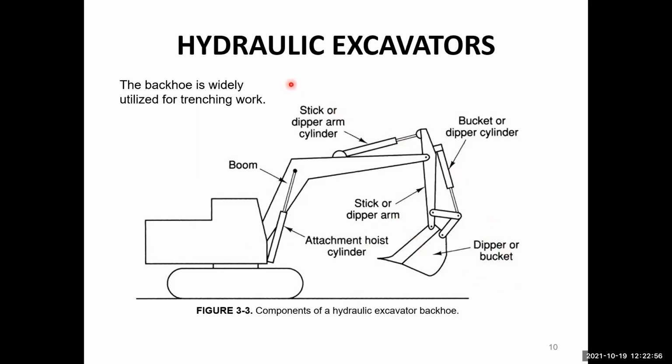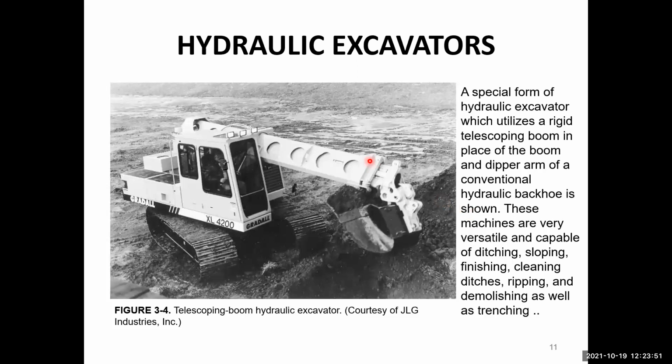So this was the simple explanation of the hydraulic excavator. You can see that the various kinds of motions in this hydraulic excavator are achieved with one or two or more different types of dipper cylinders. This is the bucket or dipper cylinder, this is the stick or dipper arm, and this is the stick or dipper arm cylinder. This is called the stick, and the boom, and different types of motions for the cylinders can be placed. Another type of hydraulic excavator is the telescoping boom hydraulic excavator.